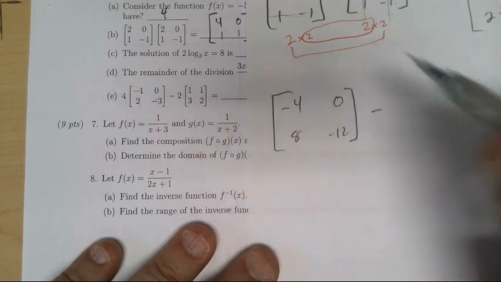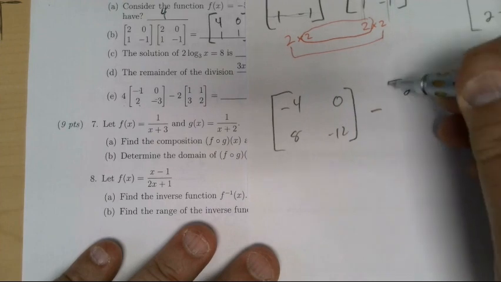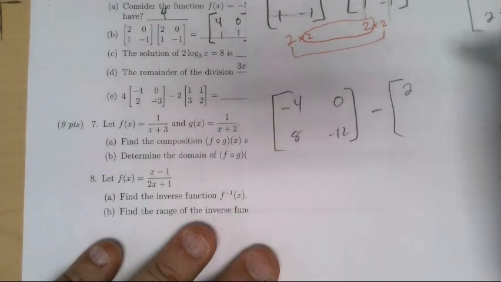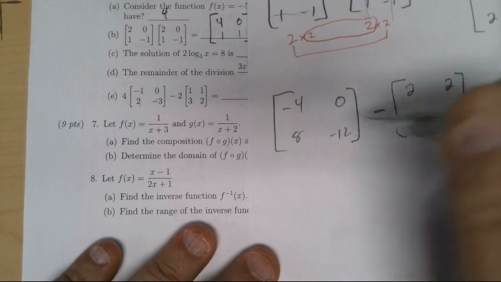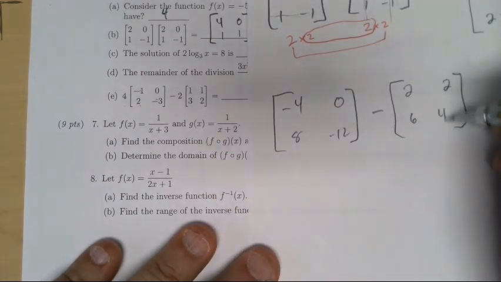Minus 2 times all of this. Well, 2 times all of this: 2 times 1 is 2. 2 times 1 is 2. 2 times 3 is 6. 2 times 2 is 4.